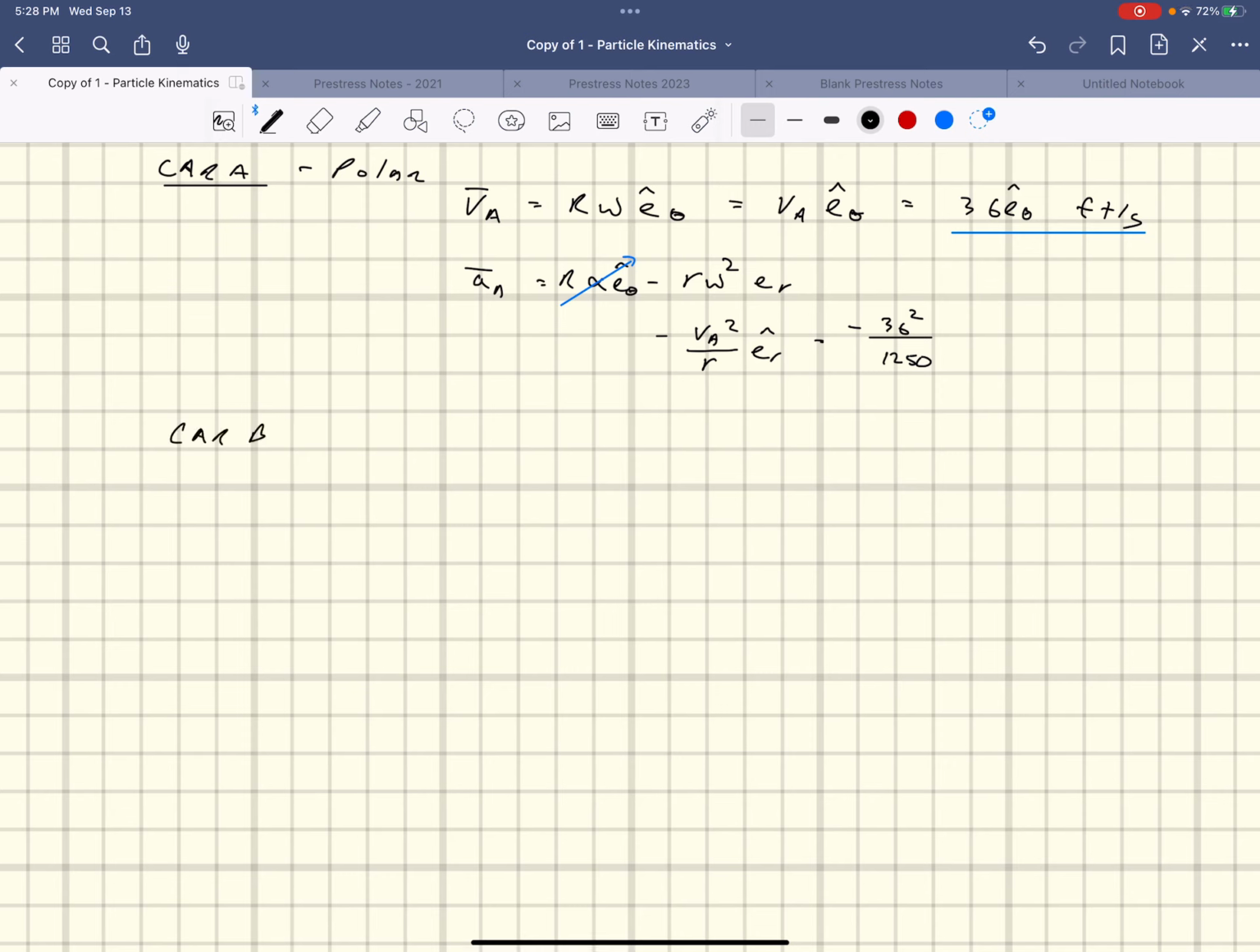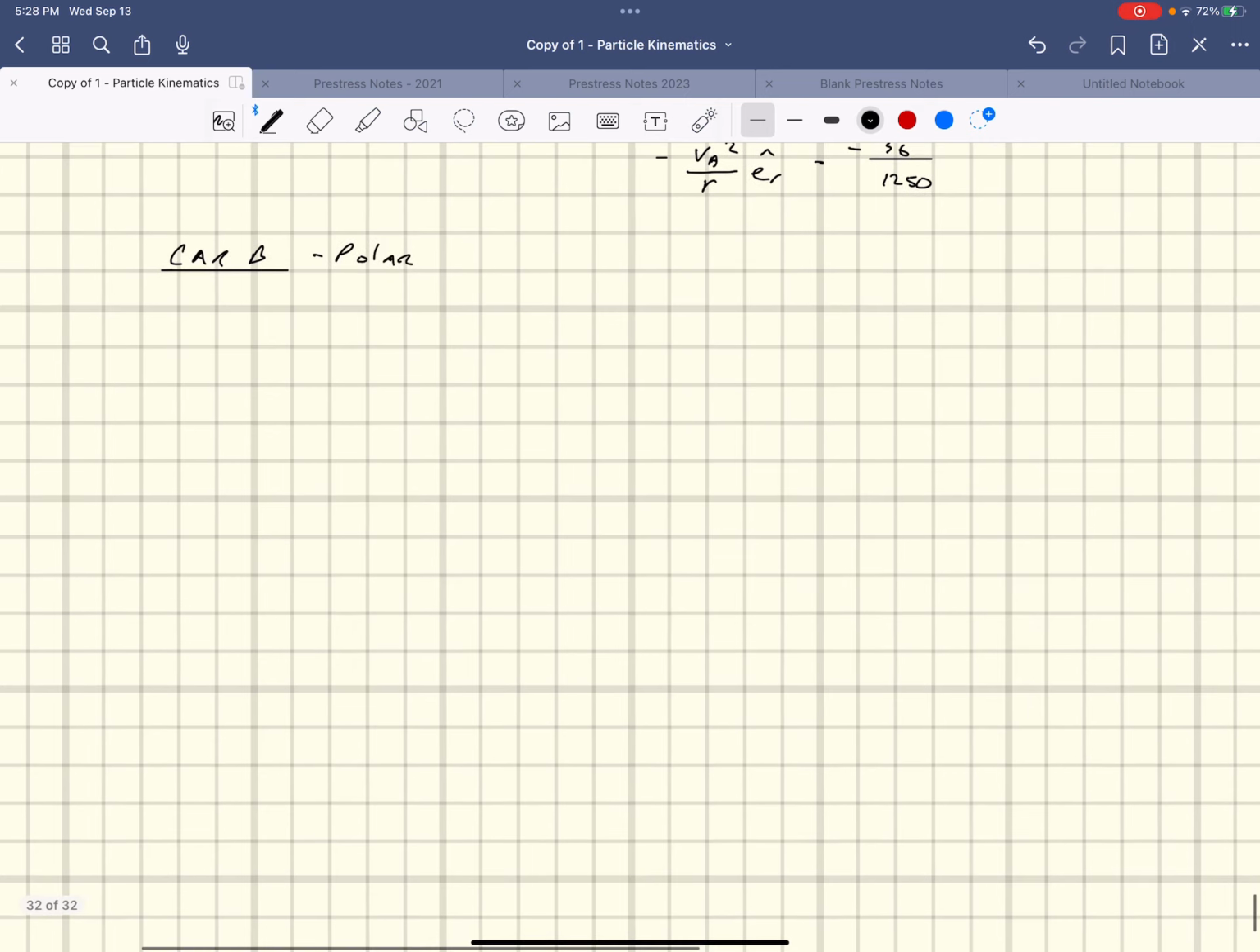Car B. Again, we're going to do this in polar coordinates to start out. It is something that's traveling around in a circle. And so the velocity of car B is just going to be VB in the E theta direction. And they give that to us. VB is 45 in the E theta direction, and that is in feet per second.